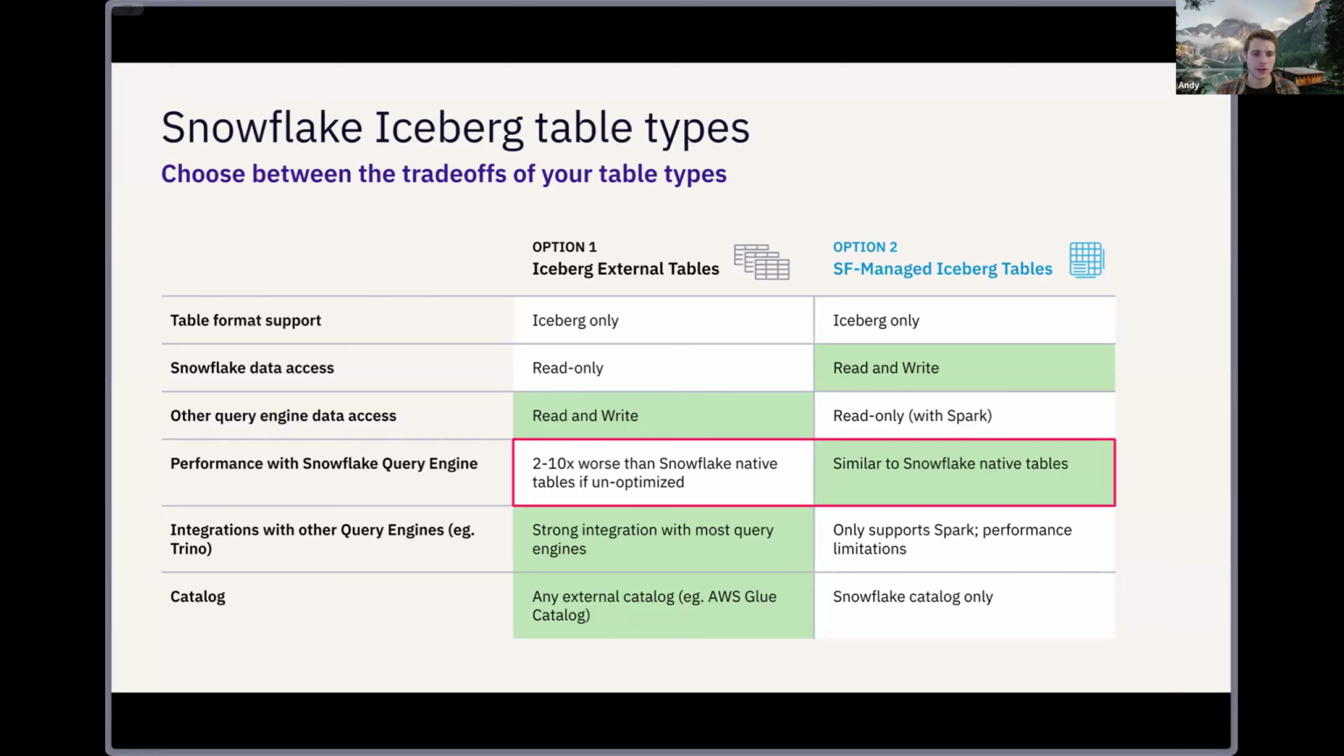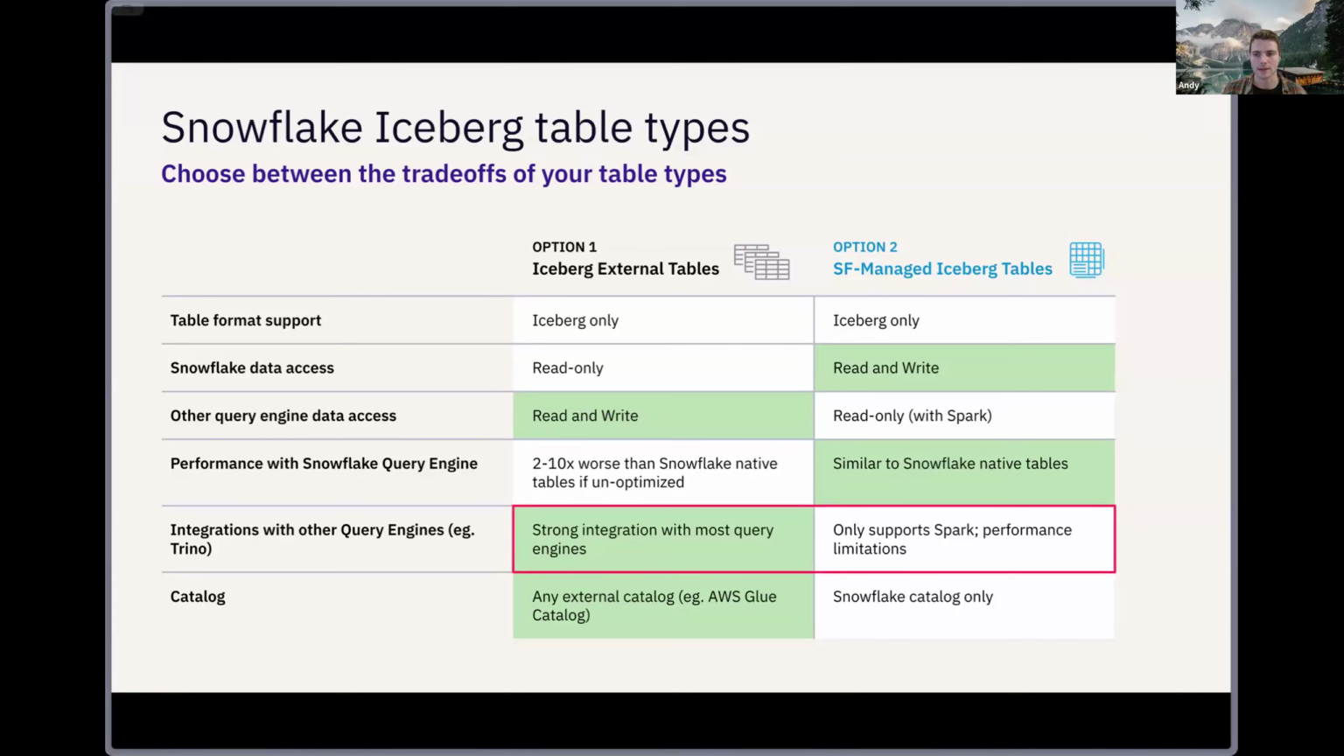Performance with the Snowflake query engine, this is the key here. It can be 2 to 10x worse on an external table if you don't optimize that table. But it can actually be similar if you optimize the table. So we'll talk about that in a sec. The key here is that the table needs to be optimized, and we'll talk through strategies on how to do that. Versus Snowflake managed Iceberg tables, basically they'll just do the optimizations for you, so you'll get similar performance to a native Snowflake table that's in their closed source format.